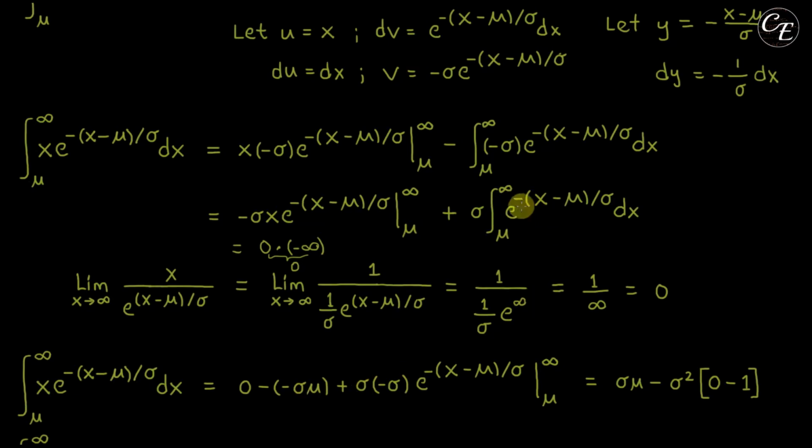Now for the integral of this one is same with this one. So the integral of this one is just this one, negative sigma e raised to negative x minus mu over sigma. Then using this one in place of this integral expression, we have sigma times this one, which is this one. Then it has to be evaluated from mu to positive infinity, which is this one. Then for this one we have minus of negative, which is positive sigma mu, which is this one. Then we have plus and negative, we have minus sigma times sigma, which is sigma squared.